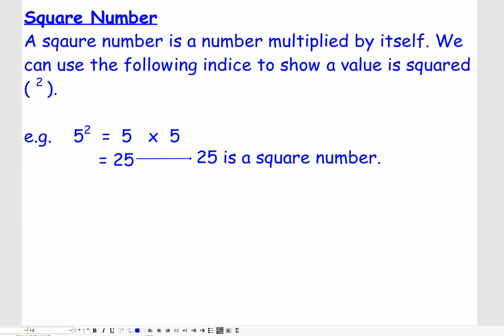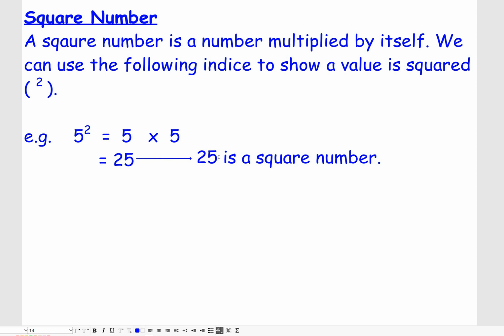Moving on to the next type of number, a square number. So a square number is a number multiplied by itself. We can use the following indice to show a value is squared. So as you can see here, the little 2 above the 5 means that it's squared. Often when people see this, they can make the mistake that it means 5 times 2, which equals 10. That's not the case. It is multiplied by itself. So it's 5 times 5, which equals 25.